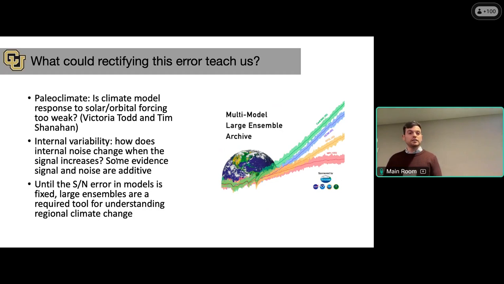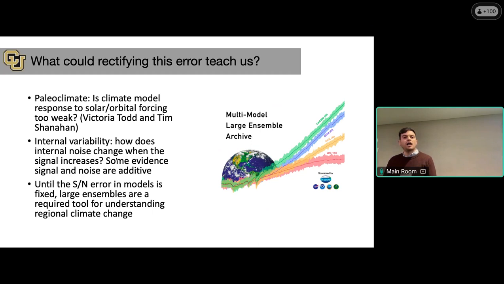And I mentioned the role of internal variability. How big is it really? Do those distributions need to be wider, smaller, or should they stay the same? But until we can fix this error, I think the good news is we have a really great tool to be looking at this externally for signal. We just need to do a little thinking about the ensemble means more.